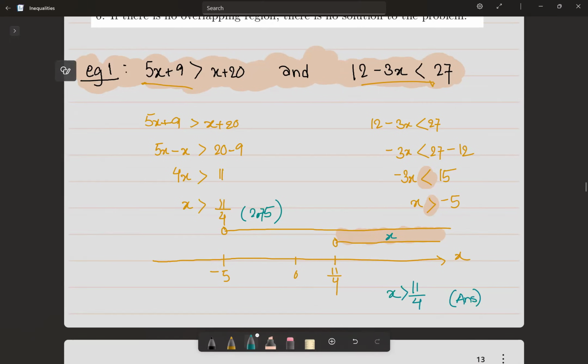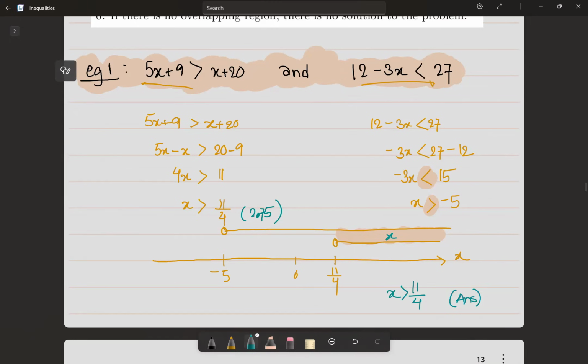So this is the solving technique for any combination of linear inequalities. We solve both of the inequalities individually, and then we represent these answers on the number line. From the number line, we find out the common region.